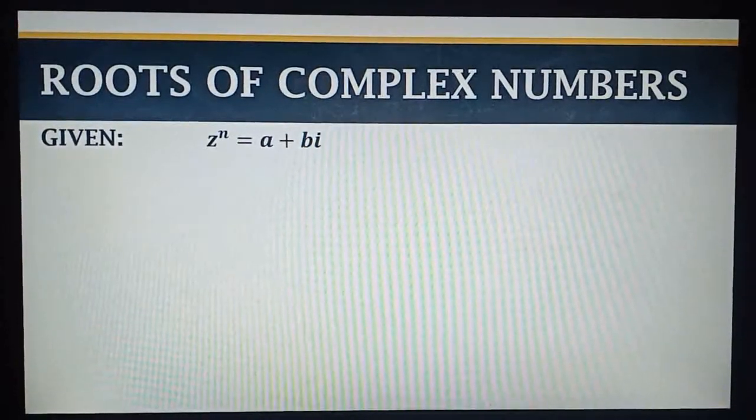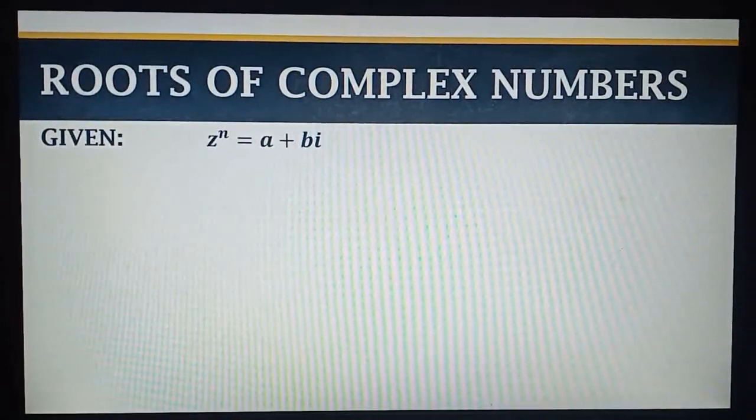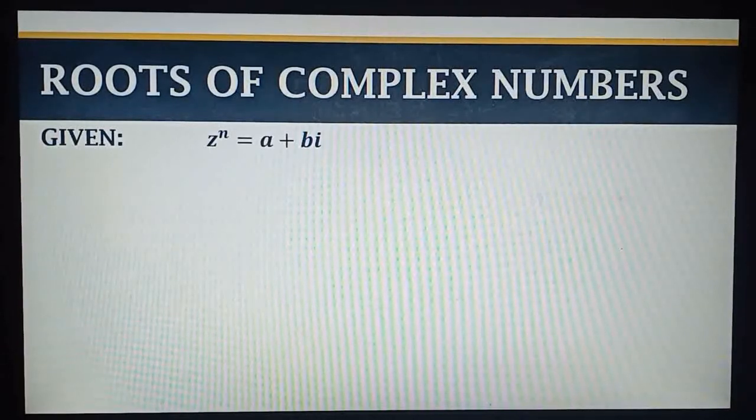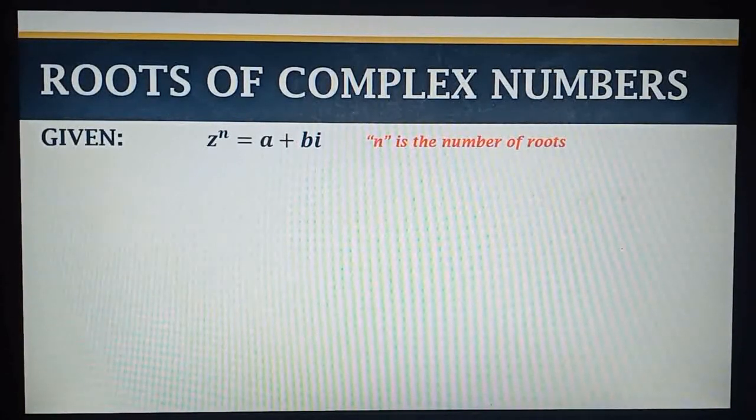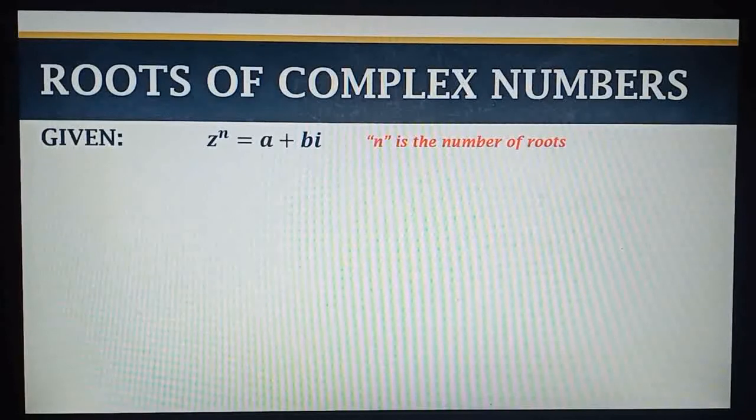Next topic is all about the roots of a complex number. So how will you get the roots of a complex number? Let's say you were given z raised to n equals a complex number, which is a plus bi, wherein n is considered to be the number of the roots. So if you have, say, squared, automatically you have 2 roots of the complex number.